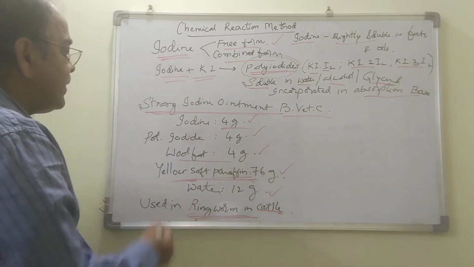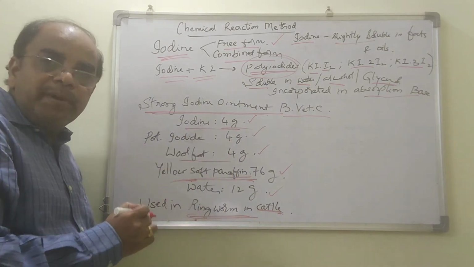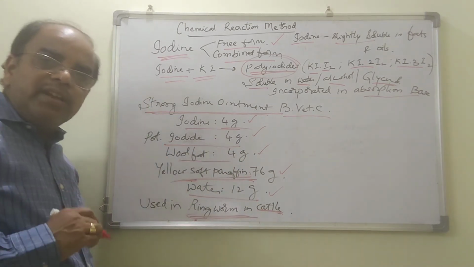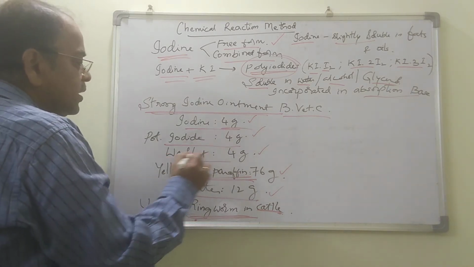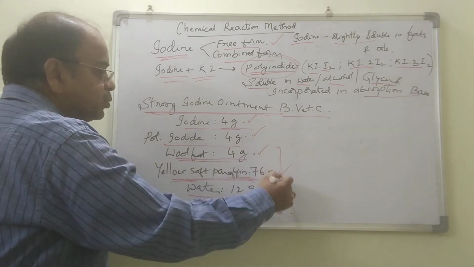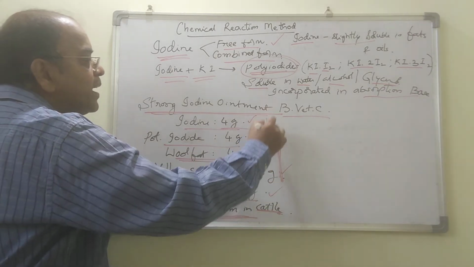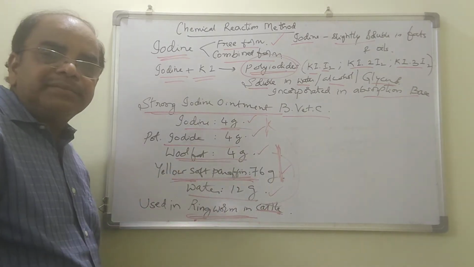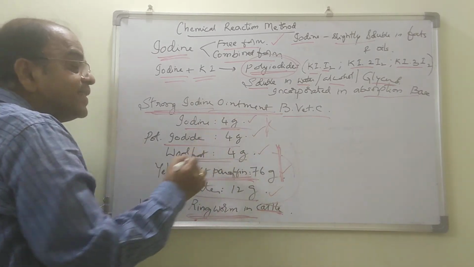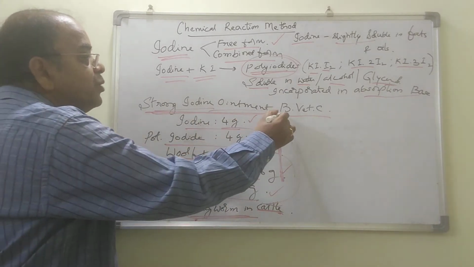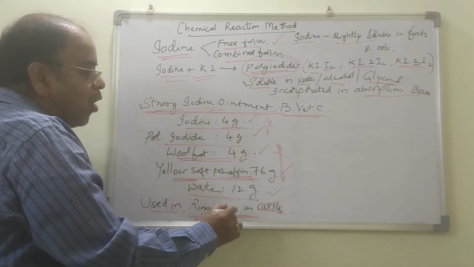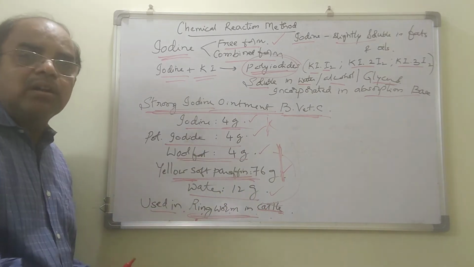Okay, how to prepare this one? Take the iodine and potassium iodide in a beaker, add water, mix it thoroughly, get ready with the solution. Now, in the other beaker, you take the wool fat and yellow soft paraffin. You melt these two and incorporate the solution into this molten mass. It has become the strong iodine ointment because it is leaving stain on the skin. We can use it in the veterinary purpose only. That is used in the treatment of the ringworm in cattle. That is the preparation of the strong iodine ointment.